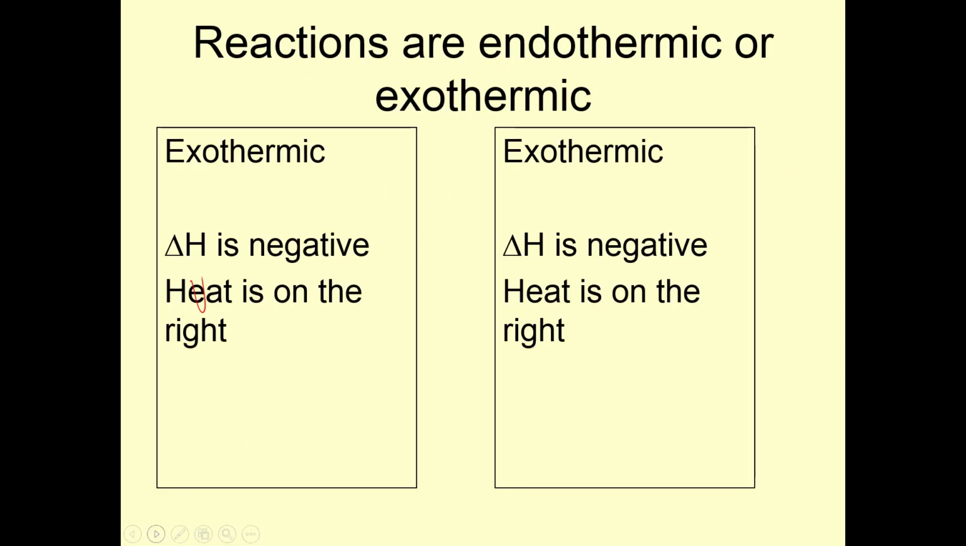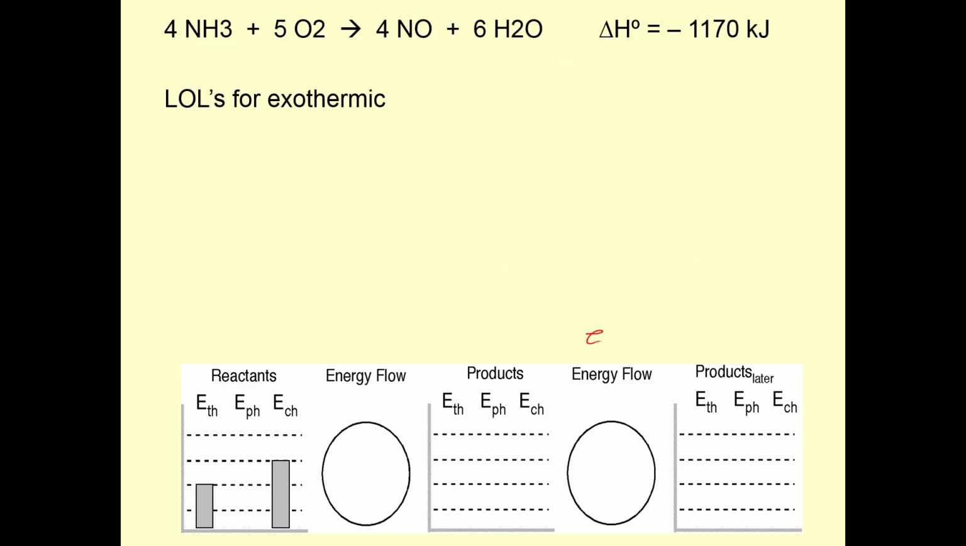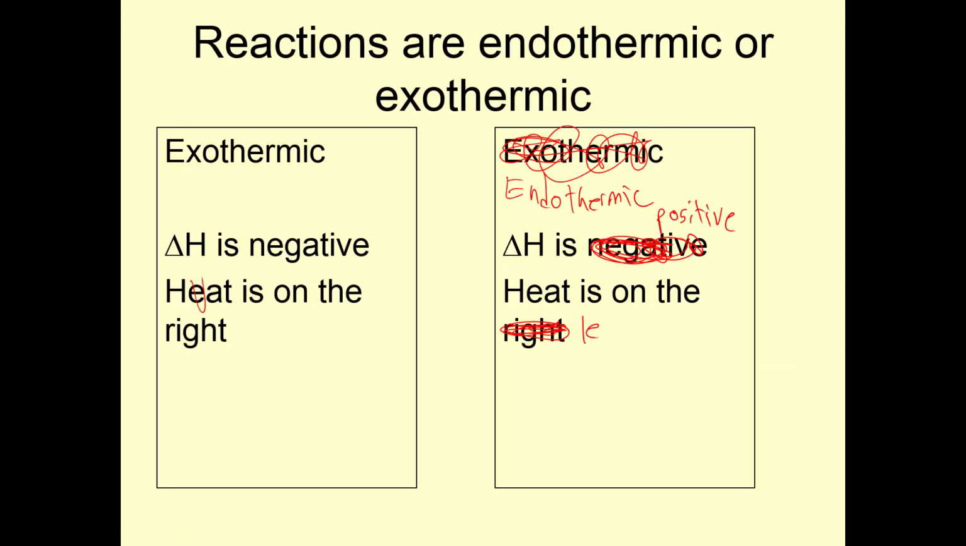Reactions are endothermic or exothermic. Oh man, look at what I did. Hope you didn't write that down. If you did, you wrote it down twice. Endothermic, shame on me. If it's endothermic, delta H isn't negative. These are all opposites. Delta H is positive. And heat isn't on the right, you big silly. Heat is on the left.